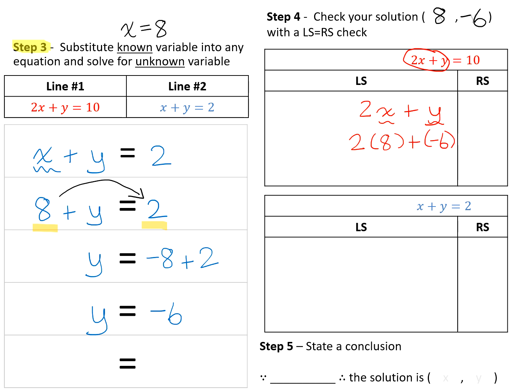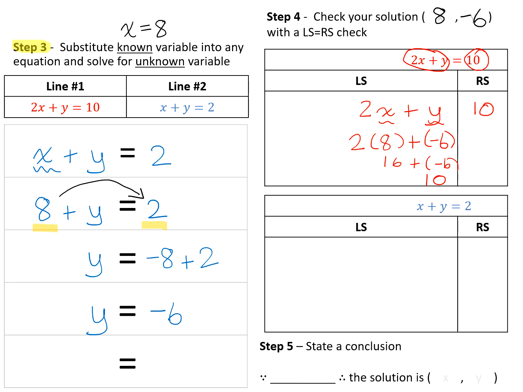Let's simplify this. So 2 times 8 is 16. And then afterwards, we're going to add to that -6. When you have a plus and a minus together, that just becomes a minus sign. So this is actually 16 minus 6, which becomes 10. And over here on the right side of the equation, we have the number 10. And as you can see, the left side is equal to the right side for the red equation.